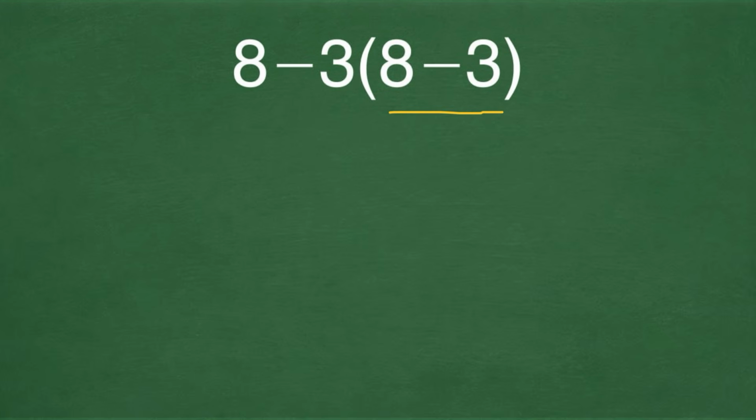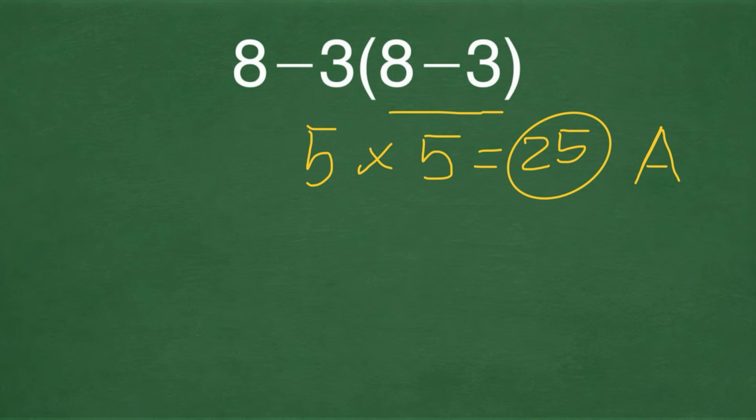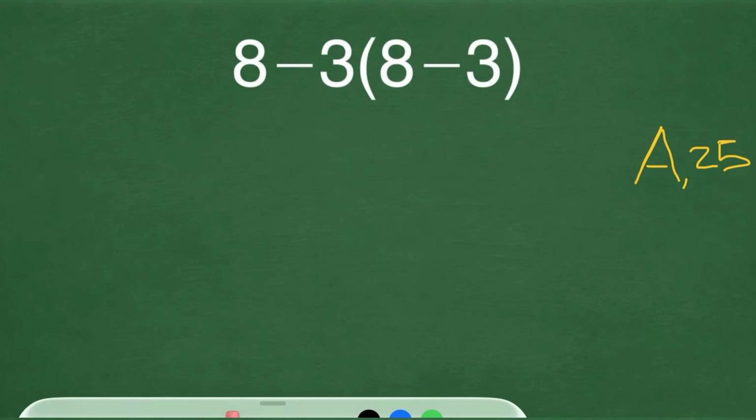Person A sees 8 minus 3 inside the parentheses and solves that first. 8 minus 3 equals 5. Now, since the equation also opens with 8 minus 3, person A treats that the same way. 8 minus 3 is 5 again. So the equation becomes 5 times 5, which equals 25. Person A's answer? 25. Now let's watch person B.